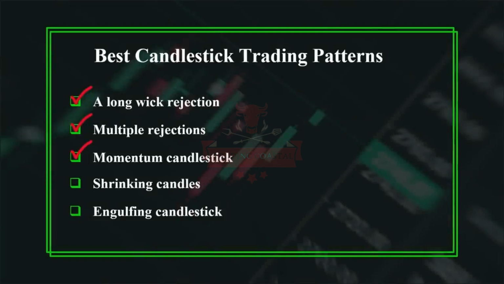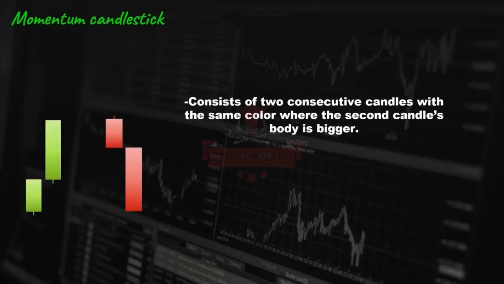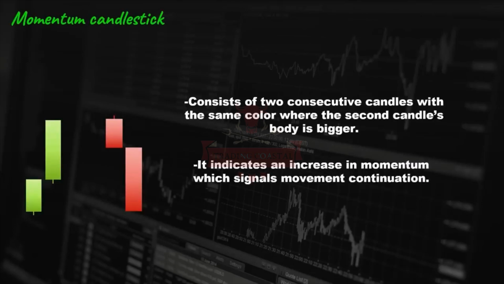Momentum candlestick. The momentum candlestick consists of two consecutive candles with the same color where the second candle's body is bigger. From the price action view, it indicates an increase in momentum, which signals movement continuation.